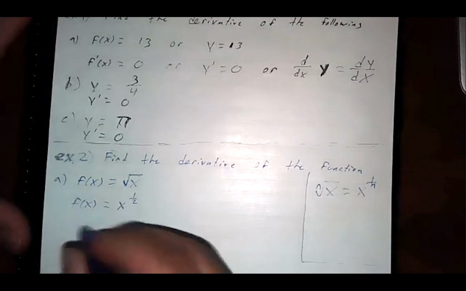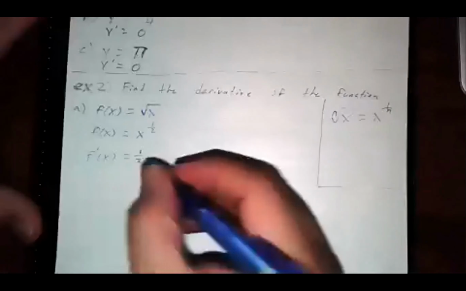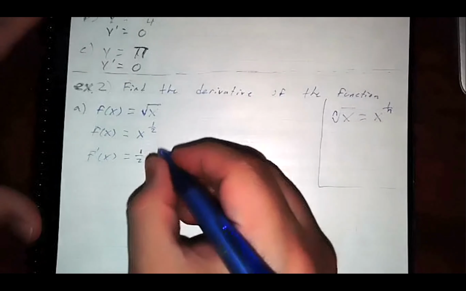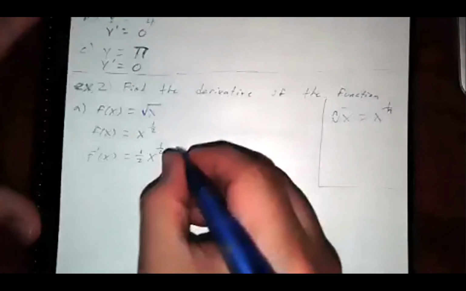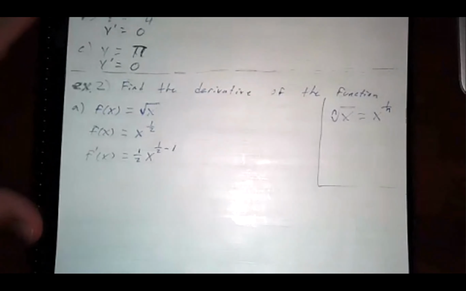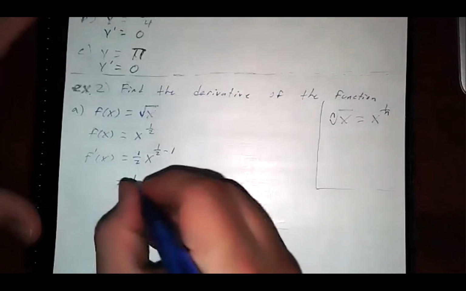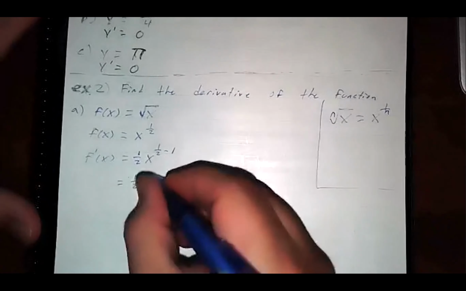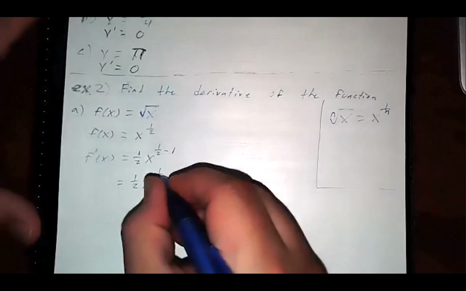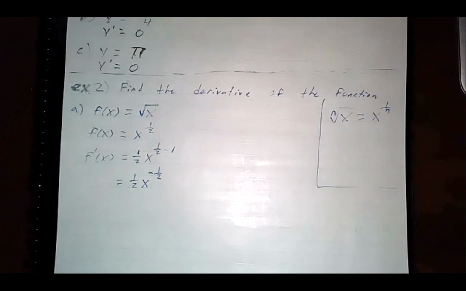So the derivative will simply be the power rule, right? I believe we've mentioned this already, but just in case it's been a while, here we go. Bring down the power, subtract 1, and here we go. Now, you guys remember? Yes.